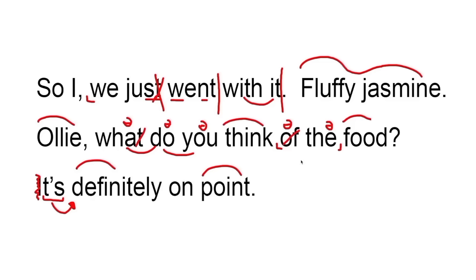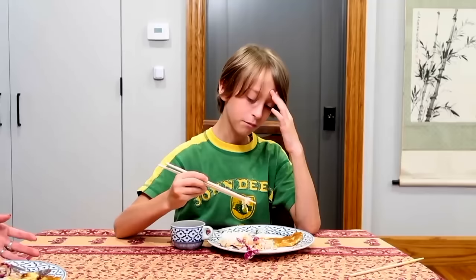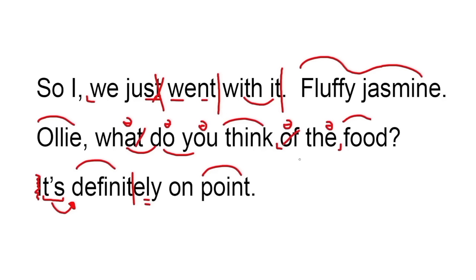Definitely, a little stop T in there. Definitely, because the next sound is a consonant. Definitely on point. It's definitely on point. On point. And he doesn't really release the T. It's certainly not a true T. On point.